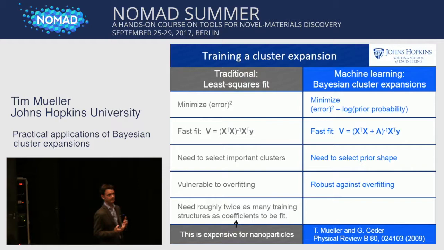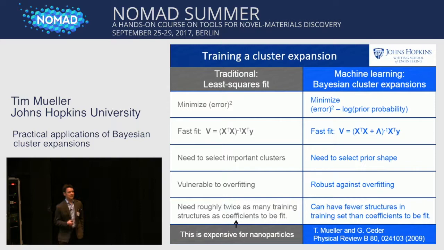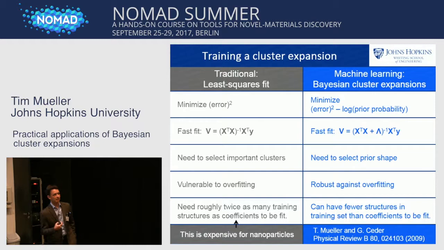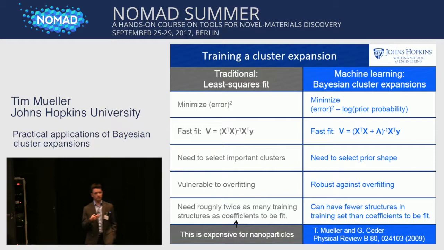And finally, and probably from a practical point of view the most useful, we can now have fewer structures in our training set than we have coefficients to fit. And we make use of this all the time. So you can dramatically decrease the size of the training set that you need for your cluster expansion when you're doing it this way. There's one more thing I'll talk to you about for this Bayesian approach, and then I'll go into some examples.